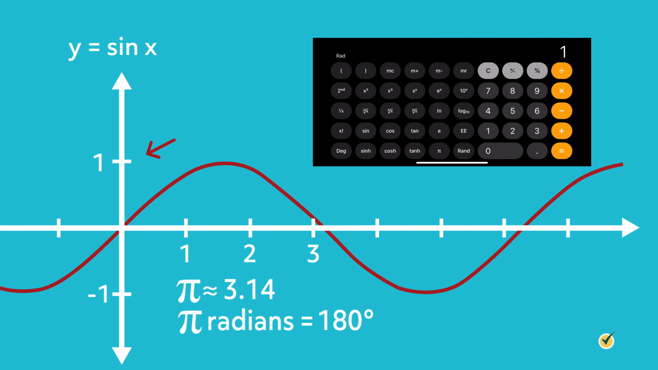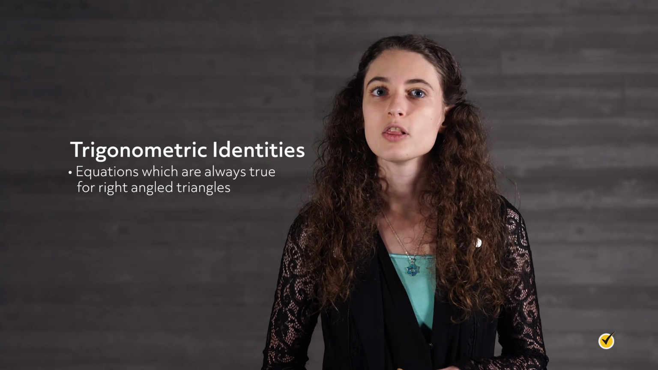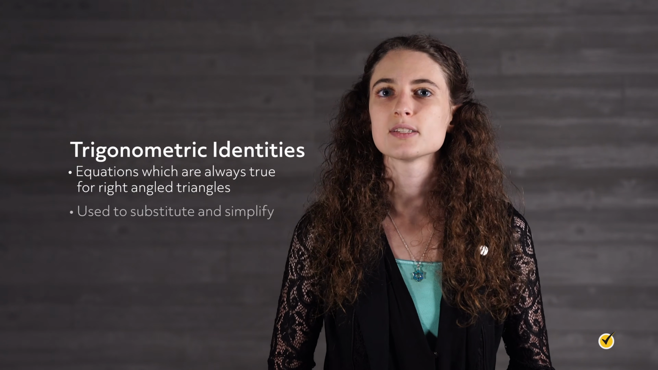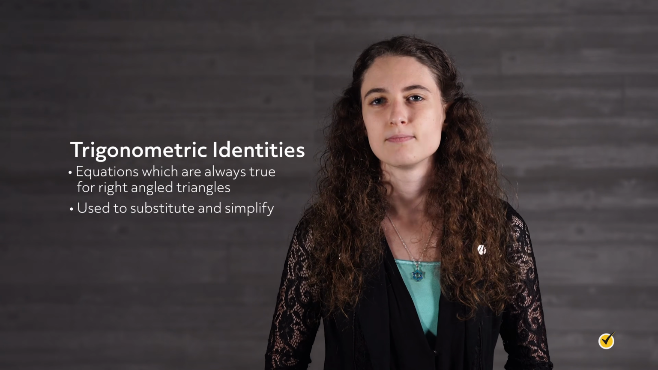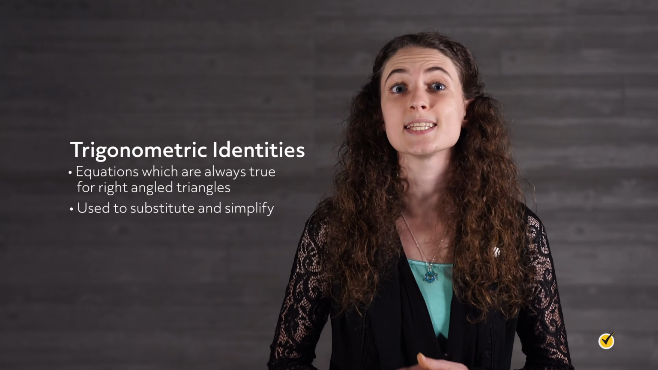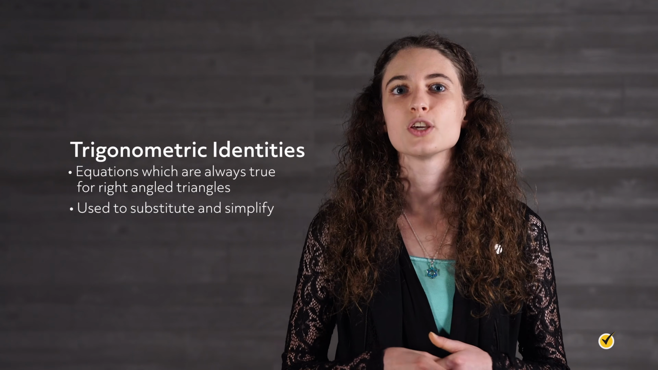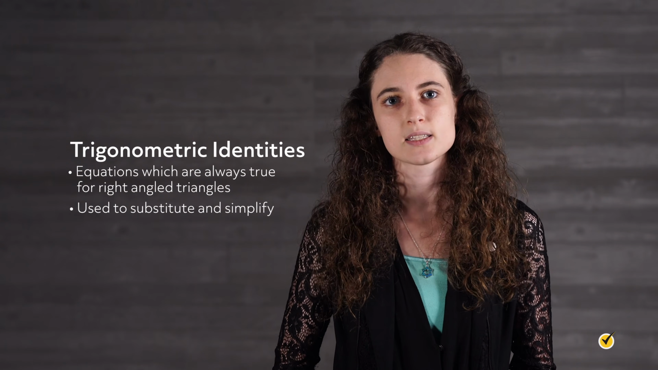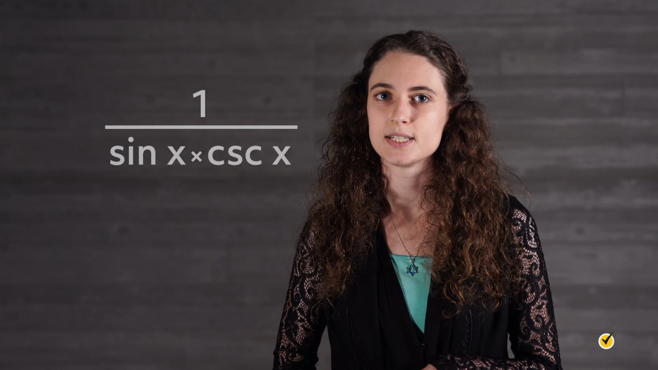The third place we'll see sine is when using trigonometric identities. There are a lot of trig identities, and they are used to simplify expressions or equations. It's kind of like a puzzle where you need to find the right identity so that you can substitute and simplify by canceling. Let's take a look at a relatively easy one.